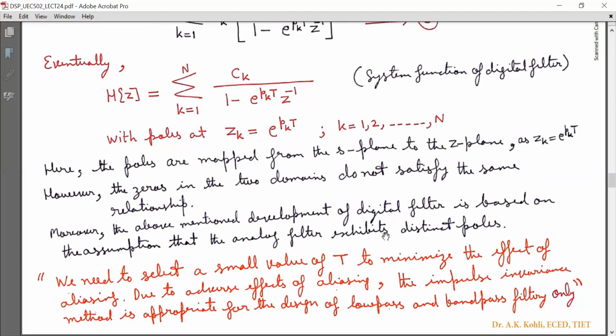Due to the adverse effects of aliasing, the impulse invariance method is appropriate for the design of low pass and band pass filters only. As aliasing comes into picture due to the sampling process, the impulse invariance method for digital IIR filter design is more suitable for low pass filter design and band pass filter design when the resonant frequencies are near omega equal to 0. So this is not an appropriate procedure to design a high pass filter.